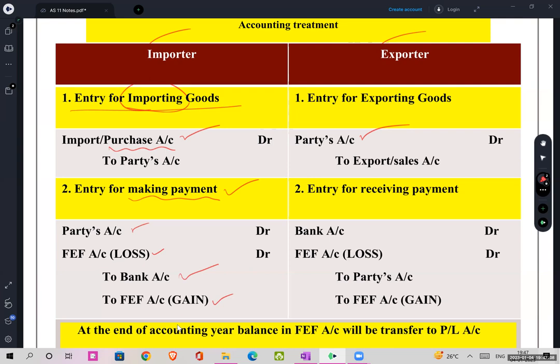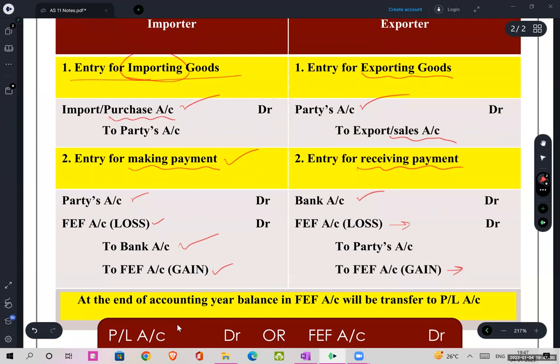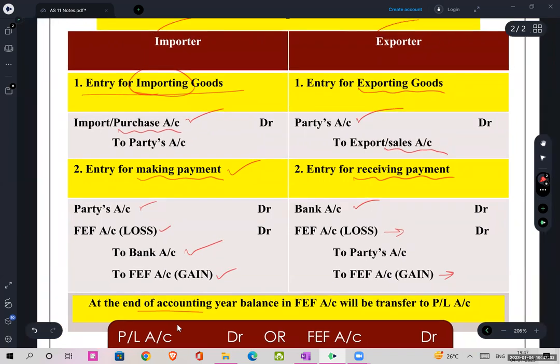Similarly, when I am exporting goods, I am doing sales. When I am doing sales, I will receive payment. Correct? That means cash bank will be debited, because money will come in. And if there is any loss or any gain, it will be accordingly debited or credited to the FEF account. And at the end of the accounting year, the FEF account will be transferred to P&L.